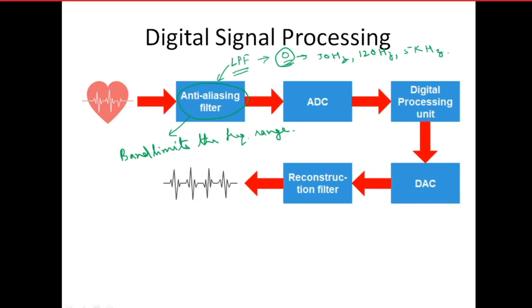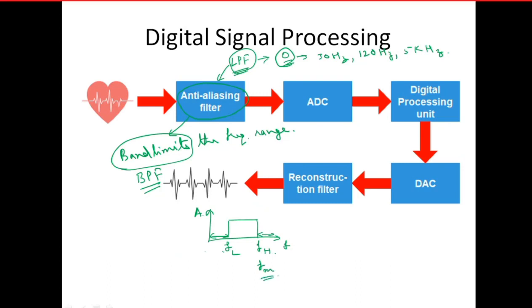Okay, so we usually apply the low pass filter, but when we talk about bandlimiting, you can say that we are limiting a band, so we may use a band pass filter. Okay, it is correct, but if we use a band pass filter, how does its frequency response look? So this is the FL and this is FH. So what you are doing, you are rejecting some components of the signal below FL and some components above FH. Here FH corresponds to FM, the maximum frequency.